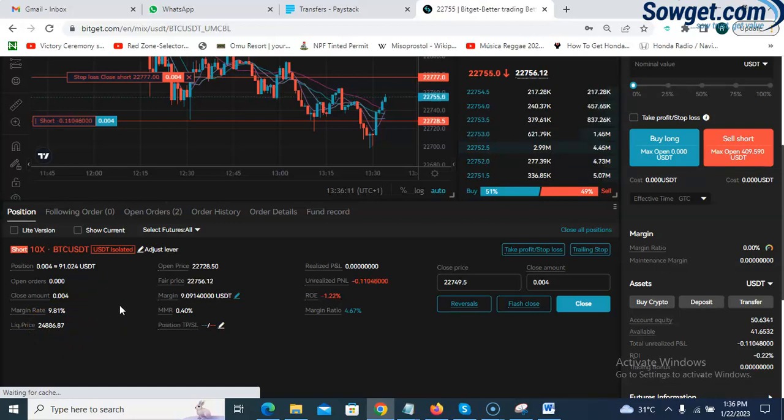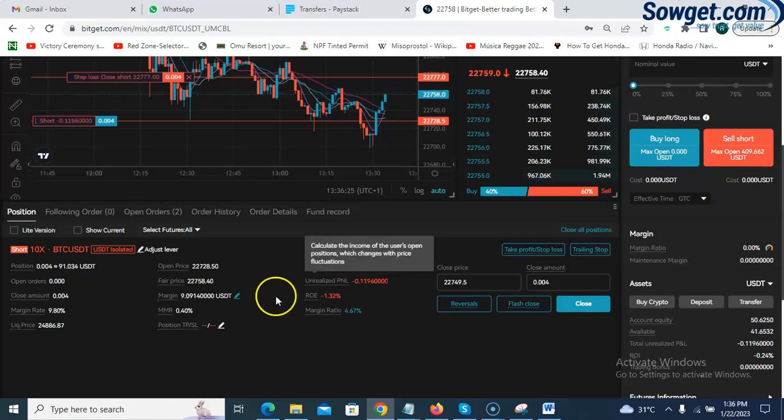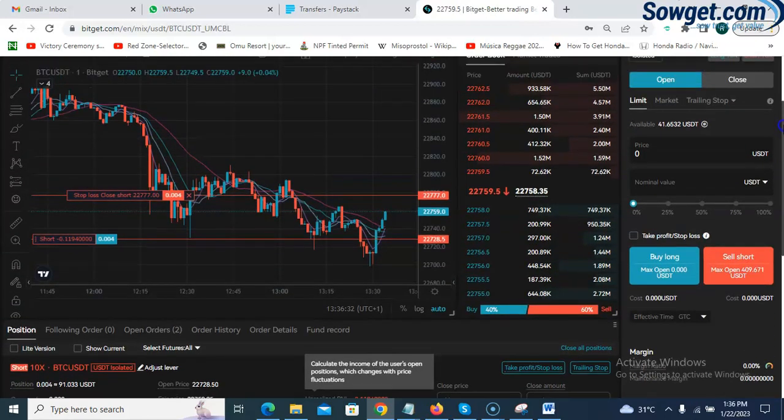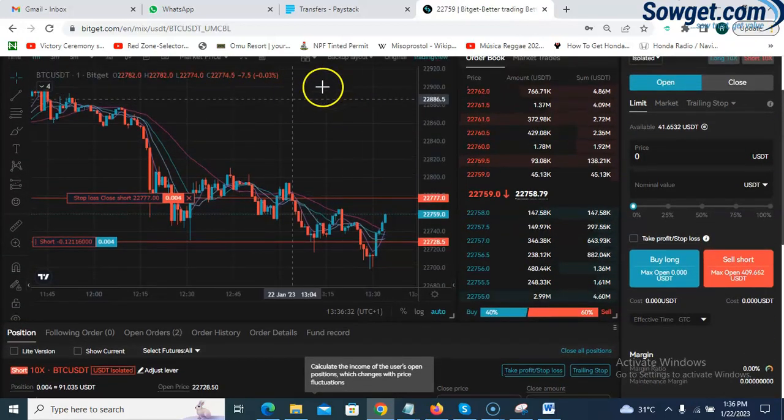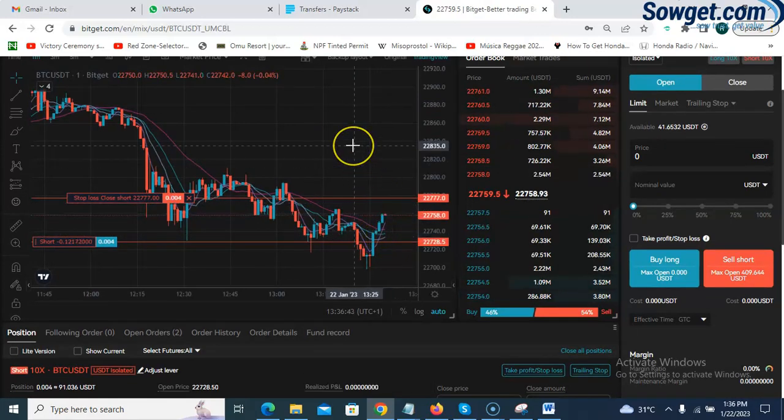Now you can see that presently we're in the trade and the trade is in a losing position, but it's just minus 0.11. That's the PNL, the profit or loss. So we still have enough room to recover from this trade, and let's see how it goes. Remember that your liquidation price is 24,886, so it's far away, but that's the price that if the position keeps on making loss, then your order will be closed and you will lose all of your money.